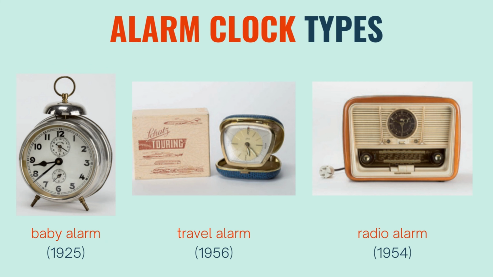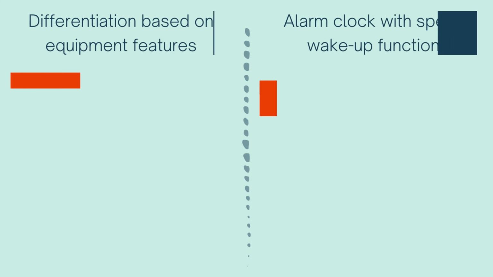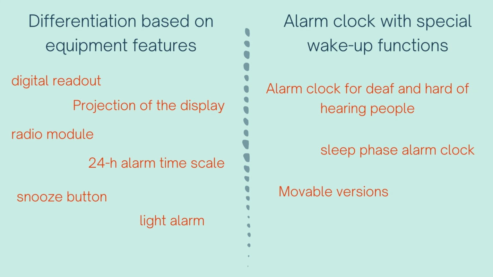Alarm clock types. Baby alarm. Alarm for traveling. And radio alarm. Differentiation based on equipment features: digital readout, projection of the display, radio module, 24-hour alarm time scale, snooze button, and light alarm. Alarm clock with special wake-up functions: alarm clock for deaf and hard-of-hearing people, sleep phase alarm clock, and movable versions.